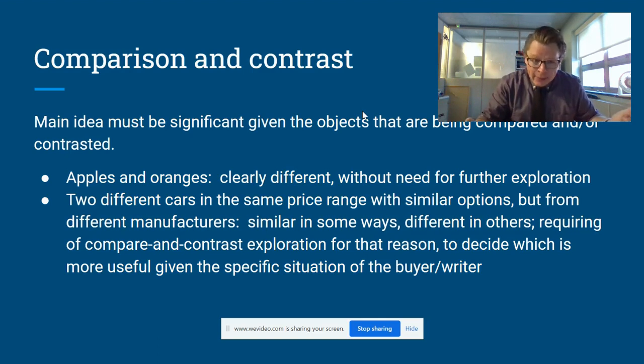Whereas, say that we were looking at two different cars in the same price range with similar options, but from different manufacturers. Well, these are similar in some ways, different in others, requiring of compare and contrast exploration for that reason. We need to decide which is more useful given the specific situation of the buyer writer and given the mixture of ways in which they're similar and ways in which they're different. Right, but in that case, neither one, these similarities nor the differences, are so clear on the face of it that they obviously win out.